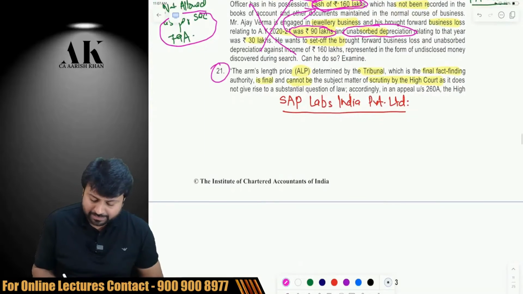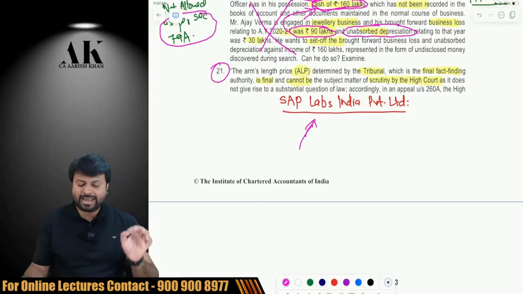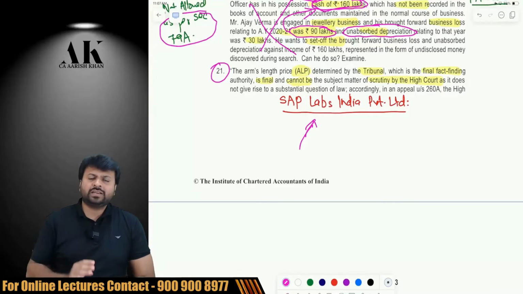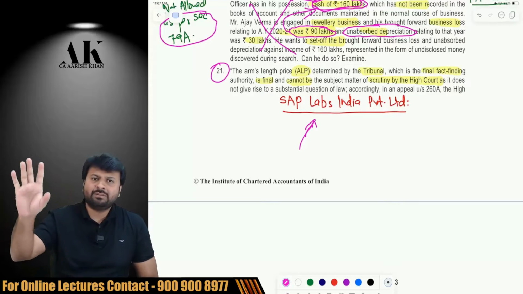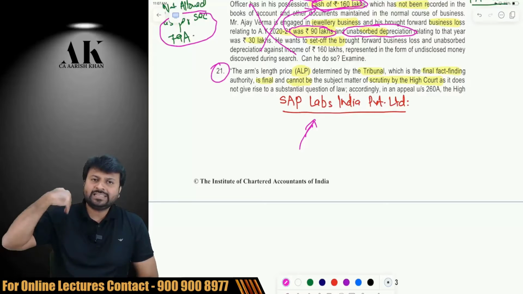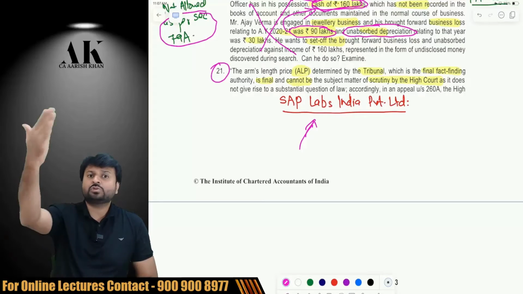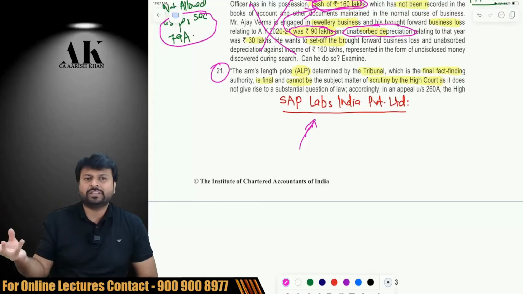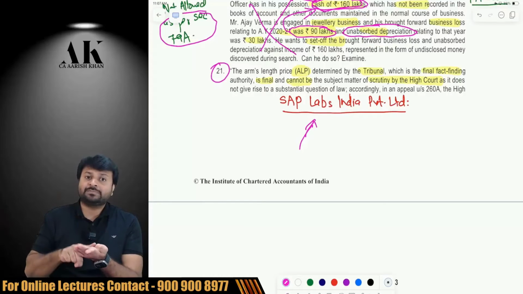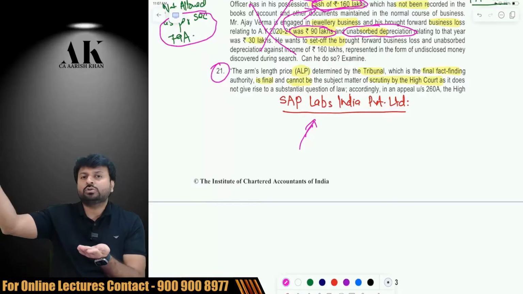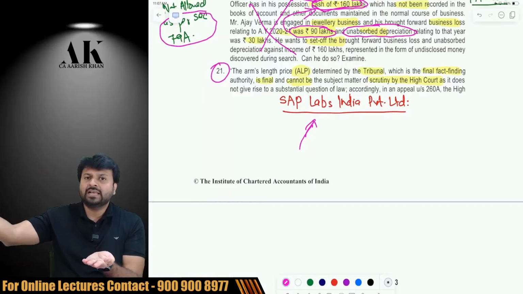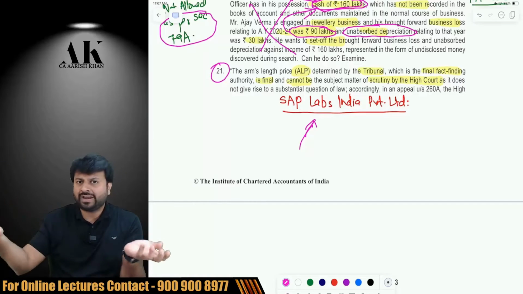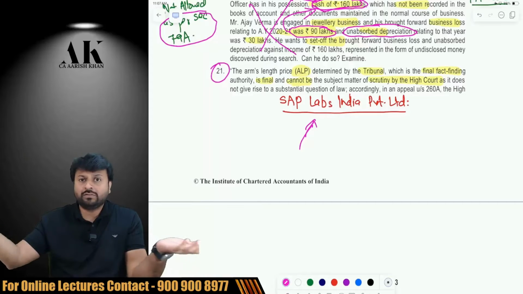Next question is based on a Supreme Court judgment of SAP Labs India Private Limited. The issue over here is that the tribunal has determined the arm's length price. Now the question is, can the assessee or the department challenge that arm's length price in the High Court? The issue is that determination of arm's length price is a question of fact, so can I go to the High Court? The matter went to the Supreme Court because a question of fact is not covered in High Court. Only a question of law is covered in High Court.